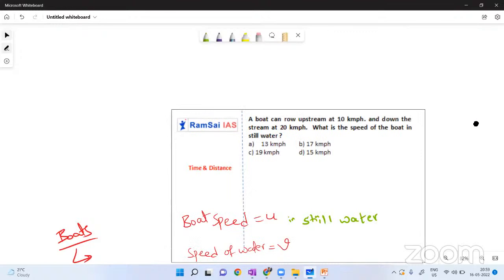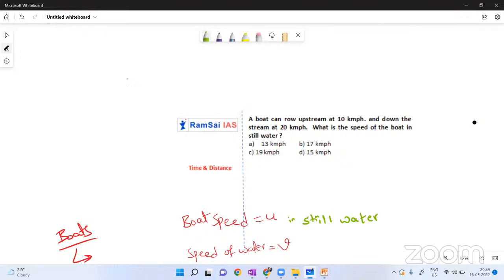Hope you can see. The boat can row upstream at 10 kilometers per hour, so b equal to 10 kilometers per hour, and downstream at 20 kilometers per hour. What is the speed of the boat in still water? So what is the value of u?